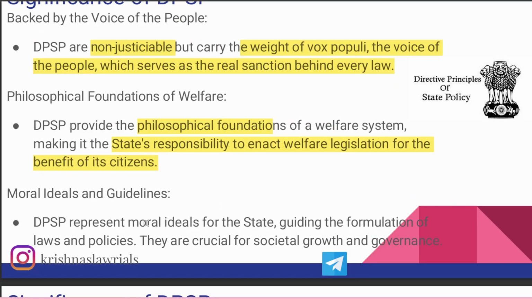Moral ideas and guidelines. DPSP represent moral ideas for the state, guiding the formulation of laws and policy. They are crucial for societal growth and governance. So here it is like a moral guidance for our state, and DPSP will also be guiding state governments for formulating new laws and policy. So this is very important, as it is important for our societal growth and governance.